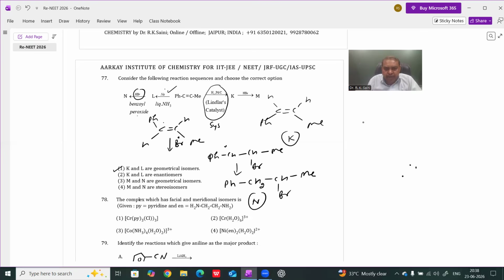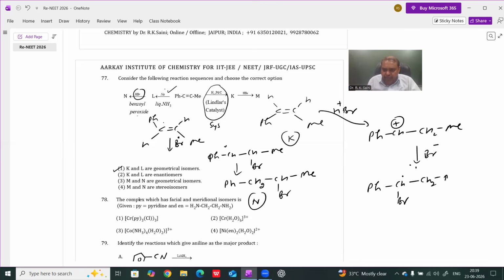In case of simple addition of HBr according to Markovnikov, first there is addition of H plus ion and hence formation of the following carbocation, which is more stable due to resonance. Therefore, this carbocation is formed after addition of H, and after addition of Br, the final product is Ph, CHBr, CH2, Me. And we consider compounds N and M. These are structural isomers. Therefore, no stereoisomers, and hence only option first is correct. M are geometrical, no.